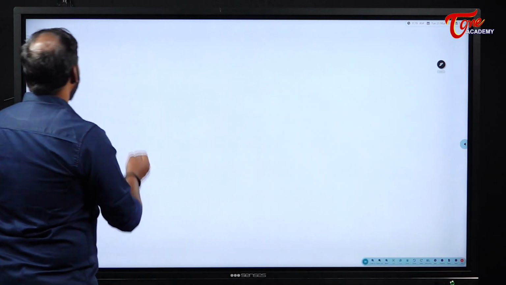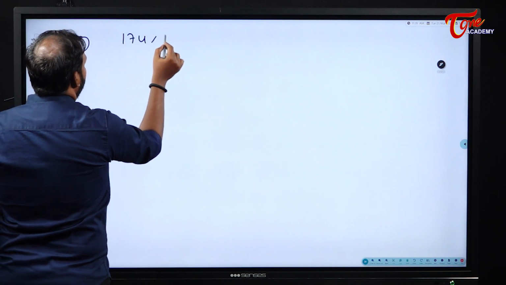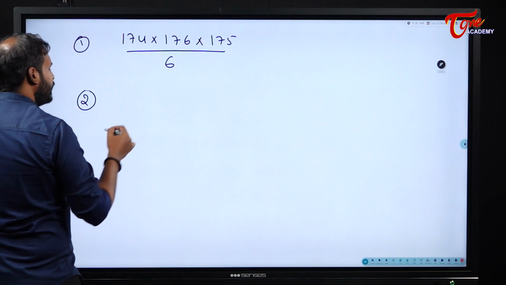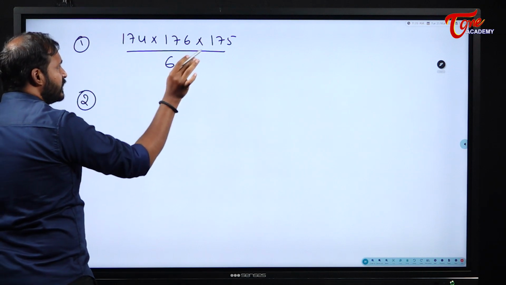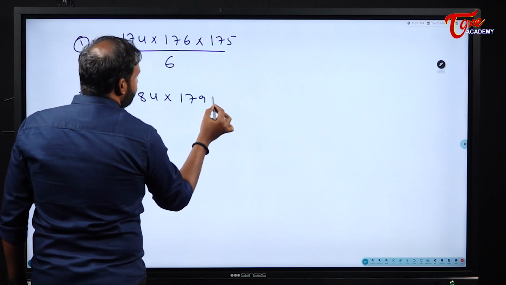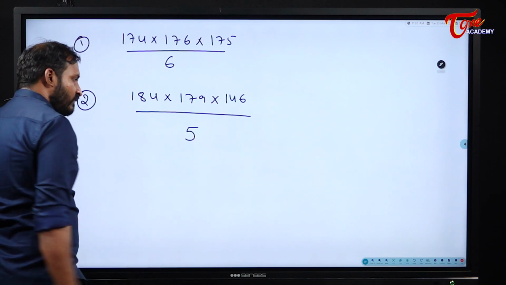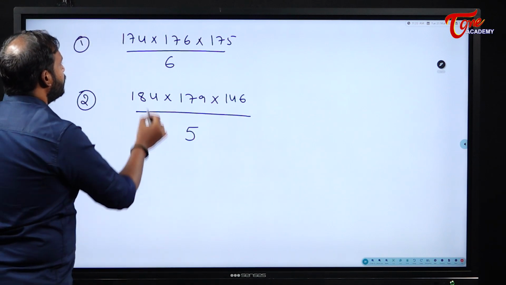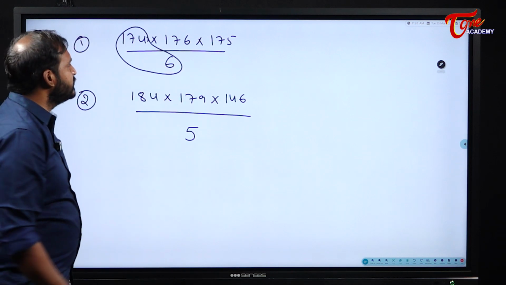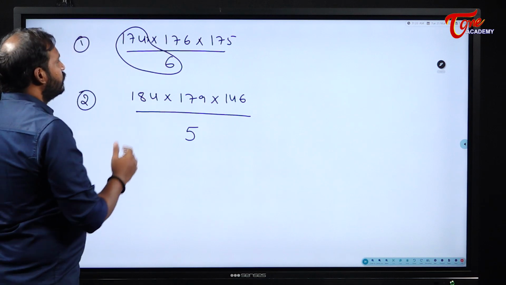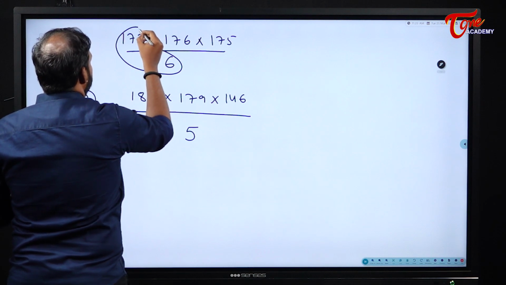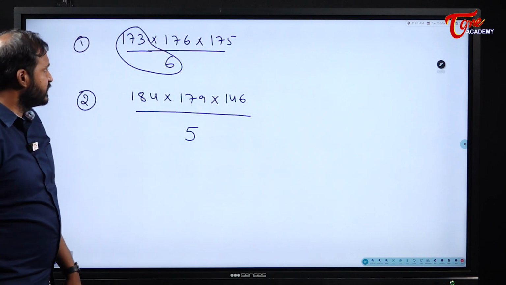Find the remainders of the following. First one, 6. Next one. It is up to you, choose whatever values you want. There is nothing wrong in that. We will see some random examples, students. What will happen? 174 by 6. What is the remainder for 174 by 6? It is 0. Okay. So anyway, we will get 0, right? It is a waste of time. So I will take 173 for better understanding. Okay, 173 by 6. What is the remainder?